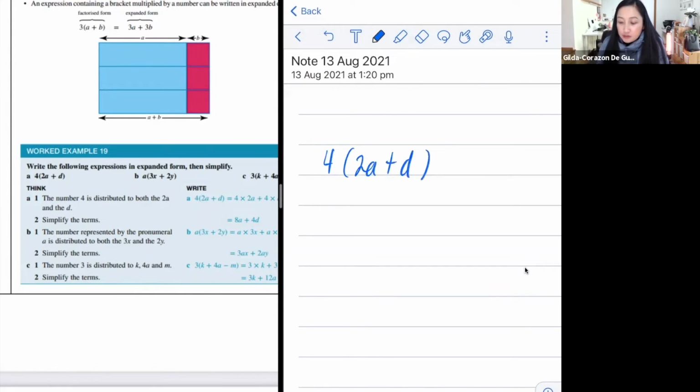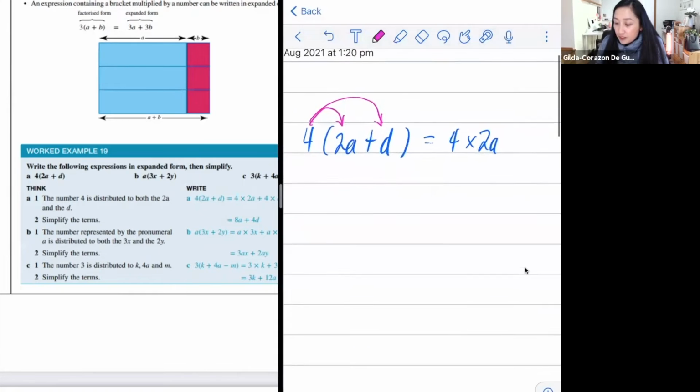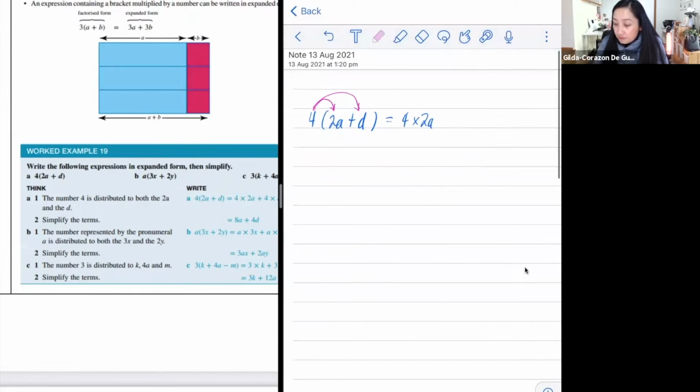We said that this is 4 times what? 4 times 2a, right? We're distributing our 4 to each of these, right? And therefore we have 4 times 2a plus 4 times d. And we simplify further. When we have 4 times 2a, that's just 8a and then 4d.